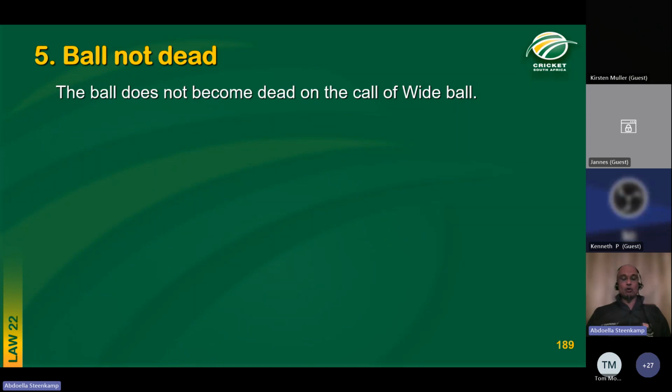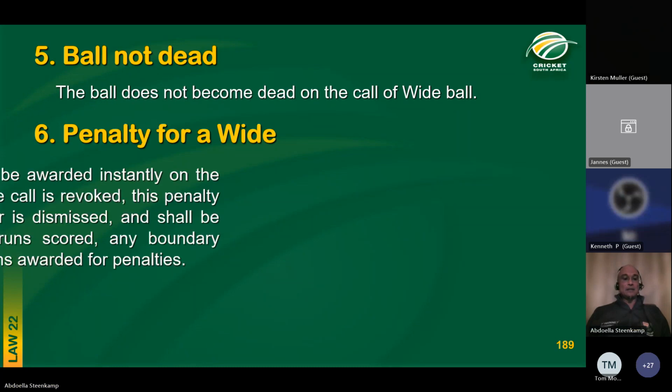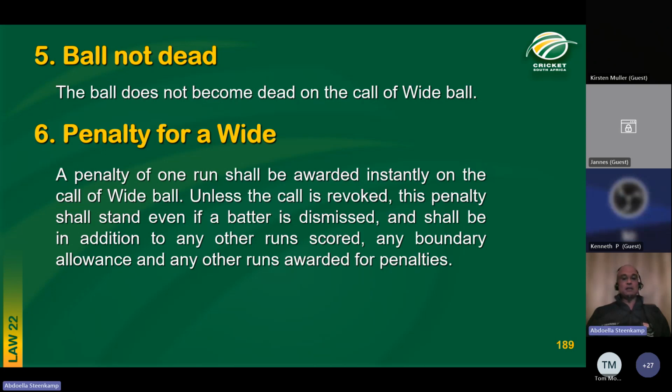Ball is not dead at the call of wide ball. Penalty for wide shall be 1 run. So at the instant of the call of wide, that shall be 1 run. This wide penalty shall stand even if the batter is dismissed. We'll see later that a batter can be stumped off a wide ball. So even if the batter is dismissed, stumped, the 1 run for the wide will still accrue to the batting side. And any run scored off the wide, whether it's a boundary, shall also accrue to the score.